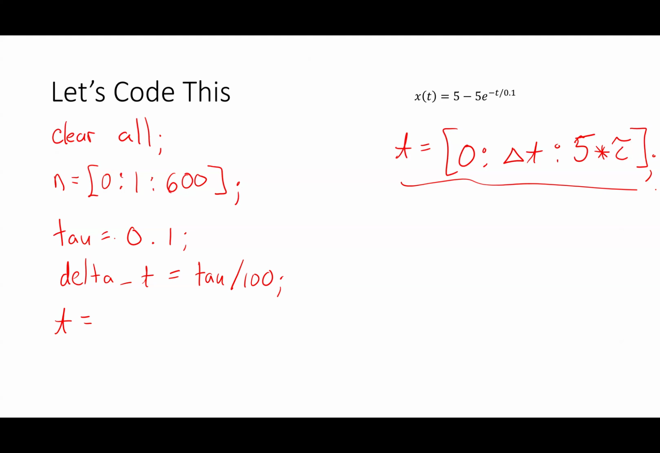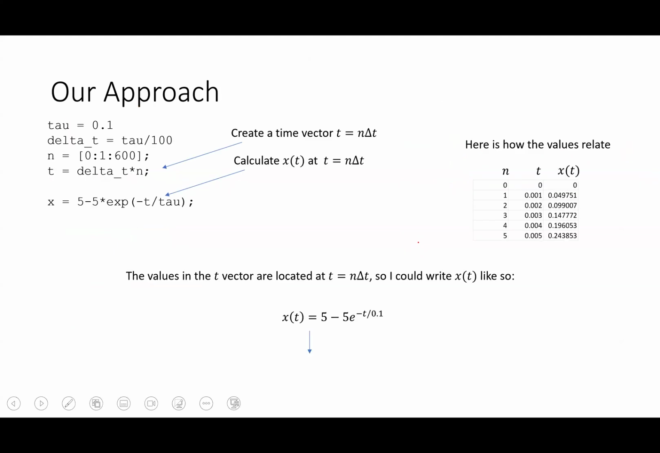Multiply every value of n by delta t, right? What would that do? So here's every value of n: 0, 1, 2, 3, 4, 5, so on and so forth. If I do t equal to n times delta t, what are my t values going to be? Well, 0 times anything is 0, right?